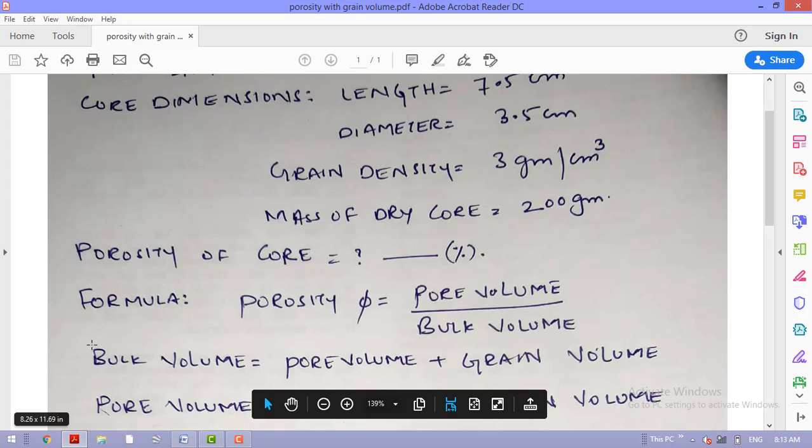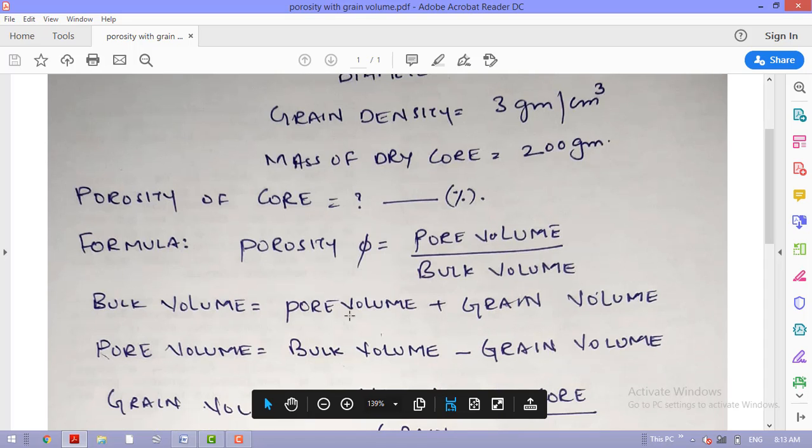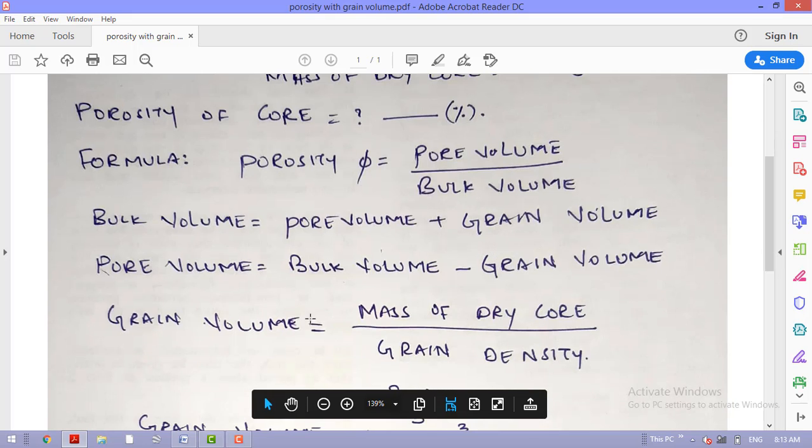Let us quickly see how we can use grain volume instead of pore volume. You might know that the bulk volume is equal to pore volume plus grain volume, right? If you have to find the pore volume, I simplified this by sending the grain volume to the left-hand side, so pore volume equals bulk volume minus grain volume. To find the volume, I wrote the formula in the previous videos: density equals mass upon volume, so I just interchange the positions of volume and density.